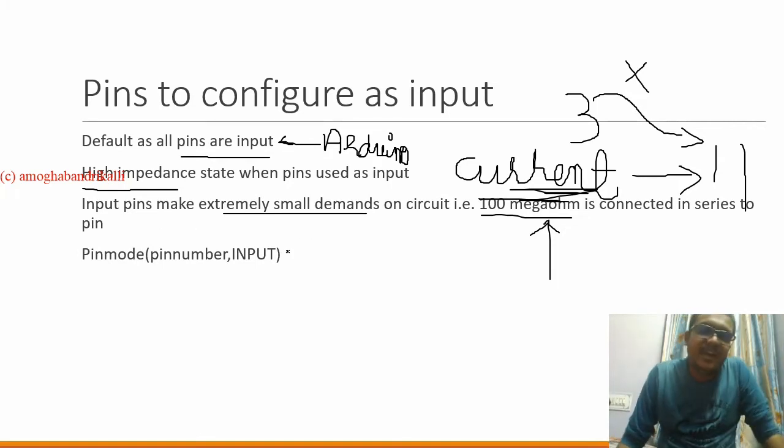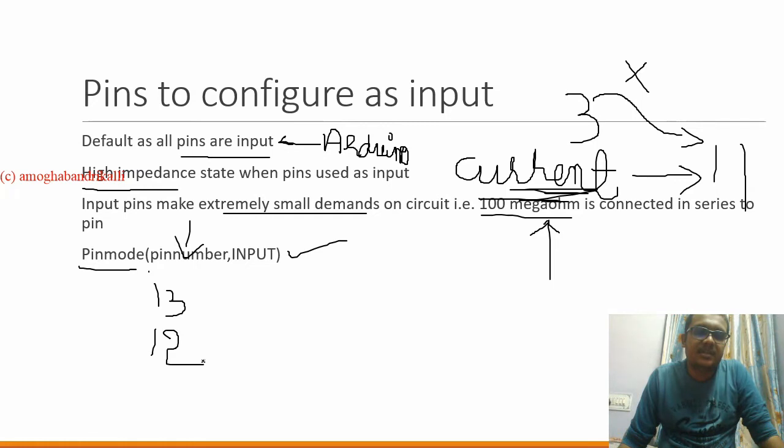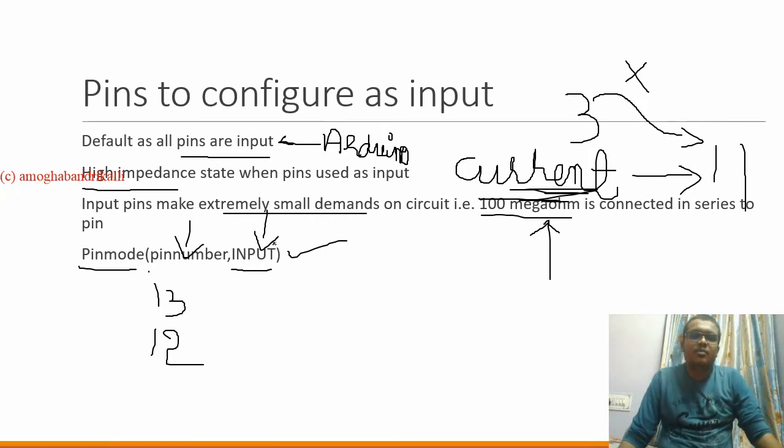In order to make any of the pins work as an input, pinMode is a function name in Arduino that you are going to use. You decide the pin number. It can be 13, it can be 12 or anything, and that pin should work as an input. INPUT should be in caps, whatever you mention. So pin number, and in pinMode, the p is small.